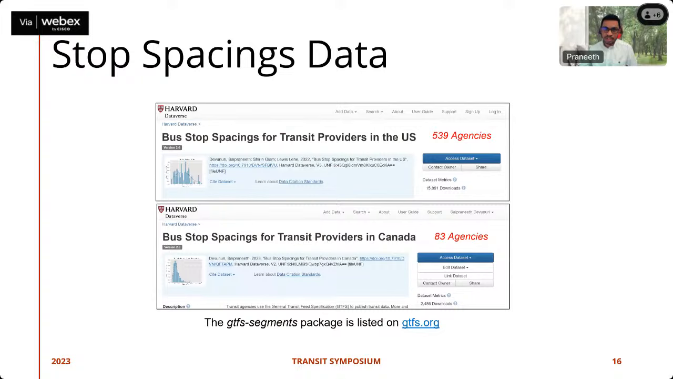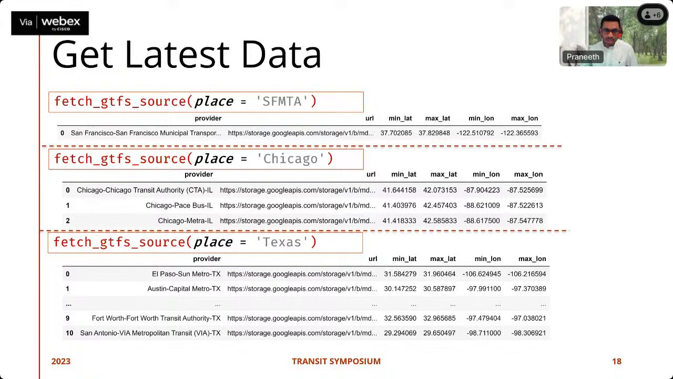We have made all the stop spacing data available for around 540 agencies in the US and around 80 agencies in Canada. And the GTFS segments package is also listed on the gtfs.org in the official documentation. I'm going to be quickly giving some overview of the features of this package and some example use cases. The first one is with the problem of how to even get the latest data. The Mobility Database has the most recent GTFS data available. So the package writes a wrapper around this using a place as the search. You can get the most recent GTFS data and obtain the segments for it.